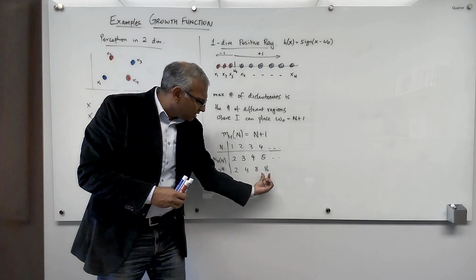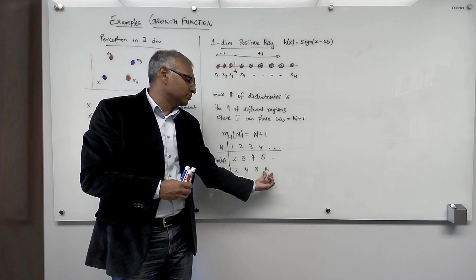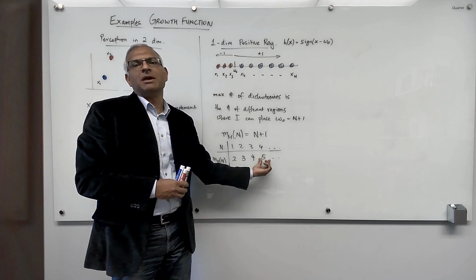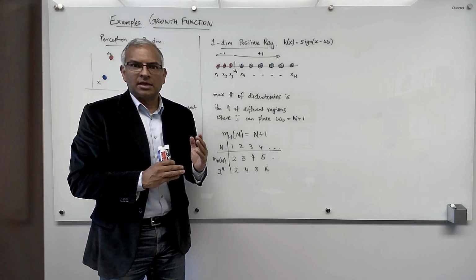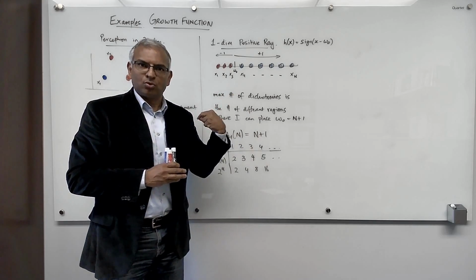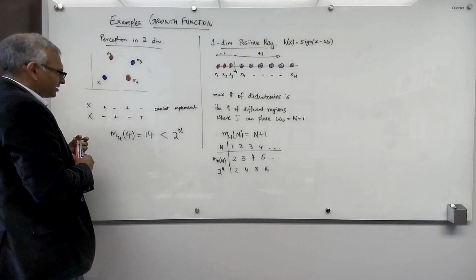That even though the most complex hypothesis on 4 data points should be able to implement 16, this one can only implement 5, which is much less than 2 to the n. So there is hope that this measure of complexity will be useful when we plug it into the bound. Now I want to illustrate 2 things here.